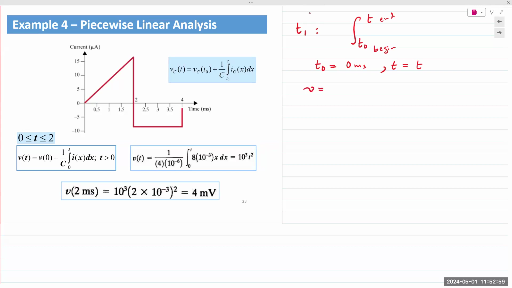Voltage V is, of course, 1 over C, integral T0 to T of I. And oftentimes in some books, some authors, some instructors, we change the variable from T to X, but that change is simply to avoid confusion.